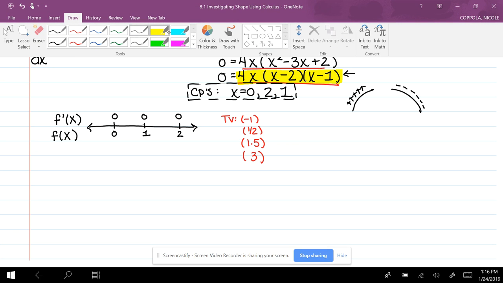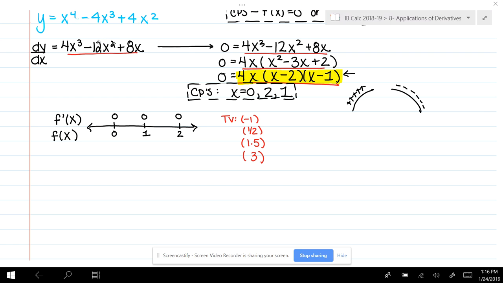So if you think about this, okay, I've got 4 times -1. That's a negative number. It's negative, all right? Then -1 minus 2. It's a negative number. Then -1 minus 1. That's a negative number. So a negative times a negative times a negative gives me a negative. That means my original function is decreasing.